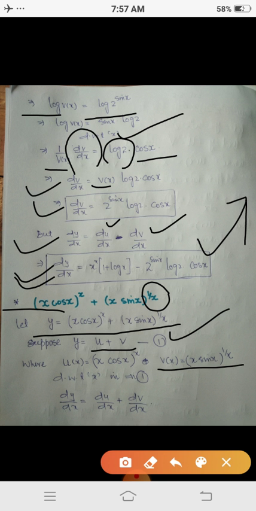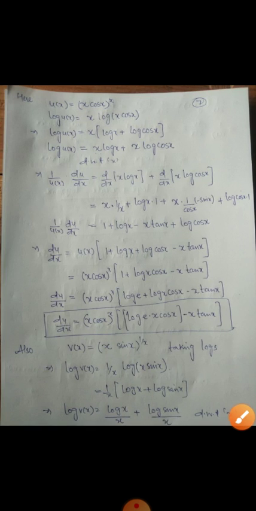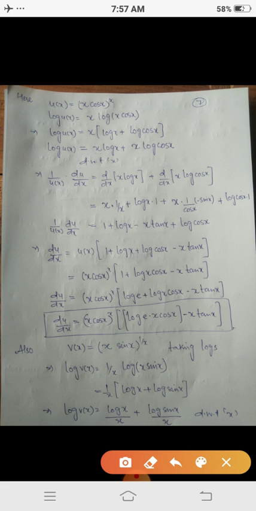Now when we differentiate first, because we had to obtain dy by dx, which implies that dy by dx is du by dx plus dv by dx, because differential of sum of functions equals the sum of the differential functions. That is why differentiation of u plus v is du by dx plus dv by dx. Now we have to find du by dx as well as dv by dx.